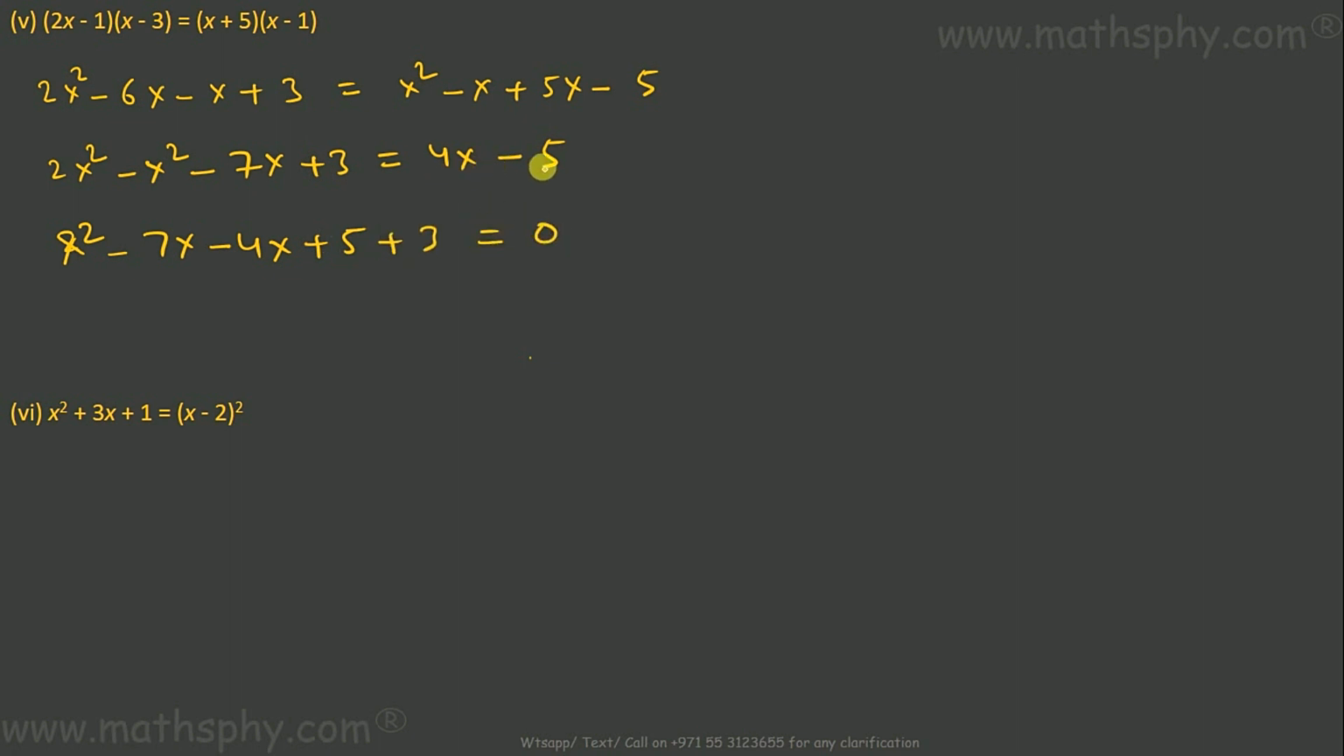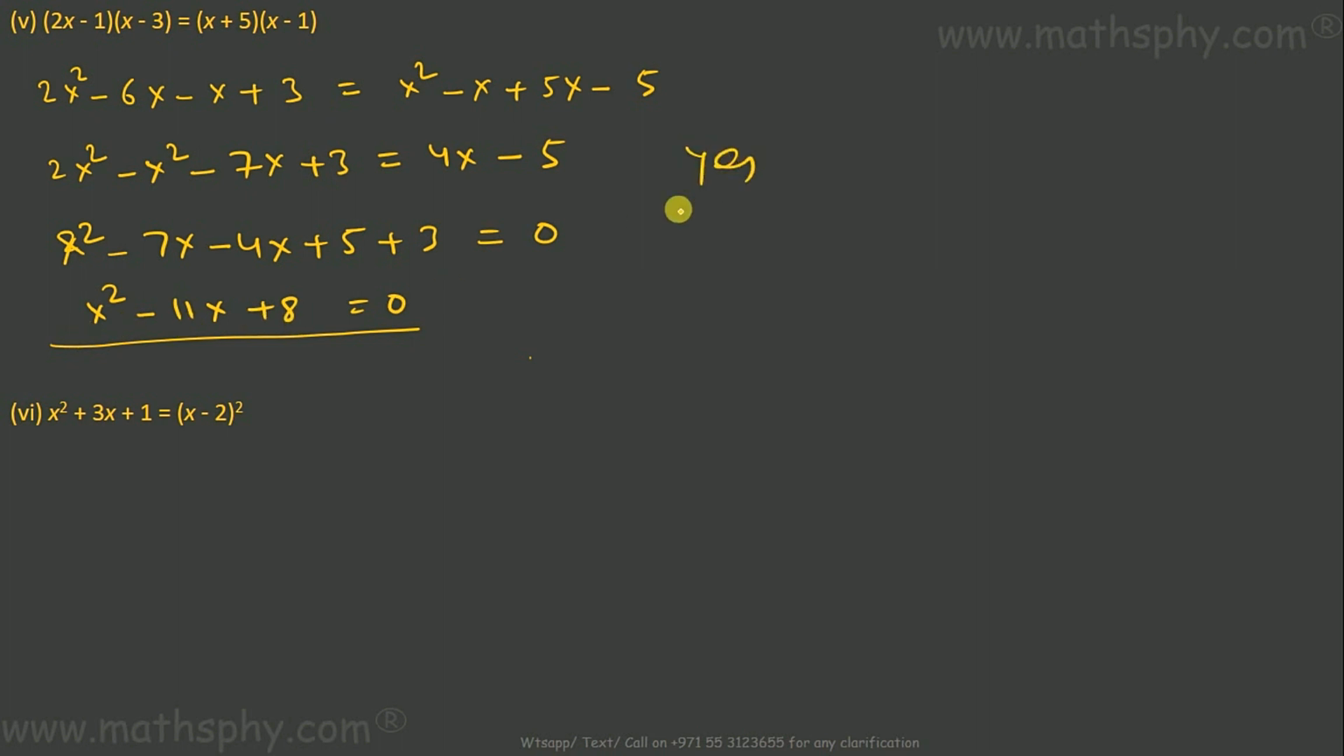This 4x minus 5 comes inside, becomes minus 4x plus 5. So this is x squared minus 7x minus 4x, 11x plus 8 equals 0. Highest degree is 2, and this is in the format of ax squared plus bx plus c.